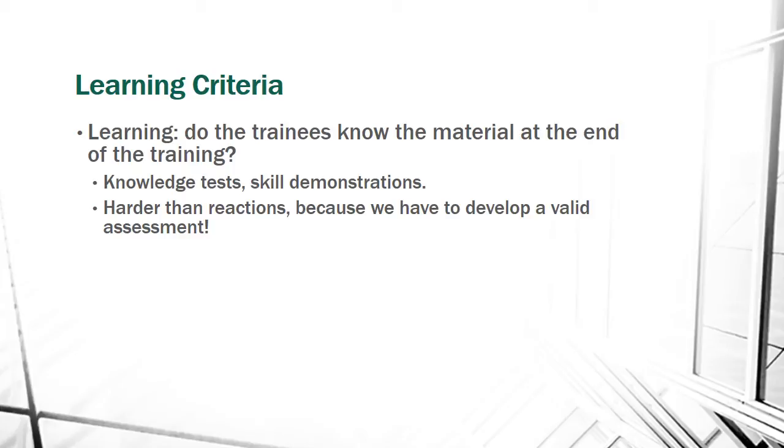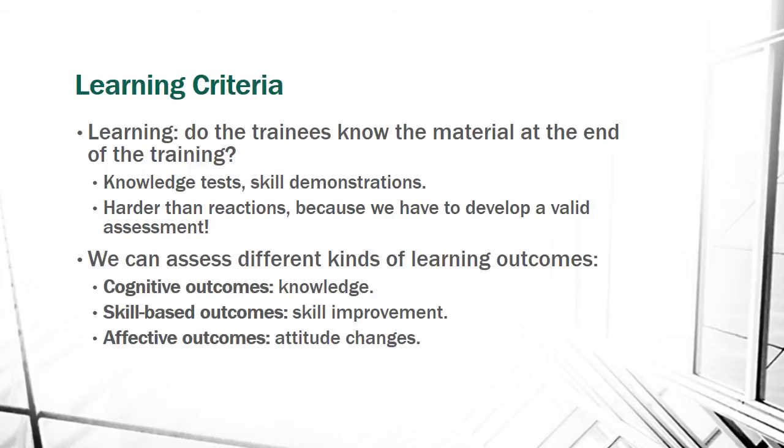This is much harder to write than a training reactions measure, because we have to figure out what's an appropriate, criterion valid, content valid way to assess what they learned. So learning criteria are automatically more challenging than just reaction criteria. It's important to keep in mind, though, when we talk about learning criteria, that we're not just limited to knowledge. Certainly, knowledge outcomes are an important result of lots of types of training, but that's not the only thing we're interested in producing change in.